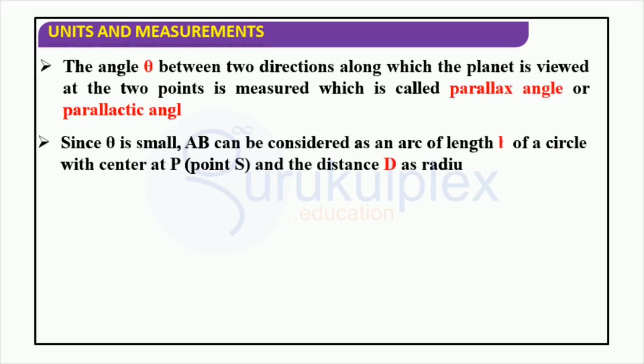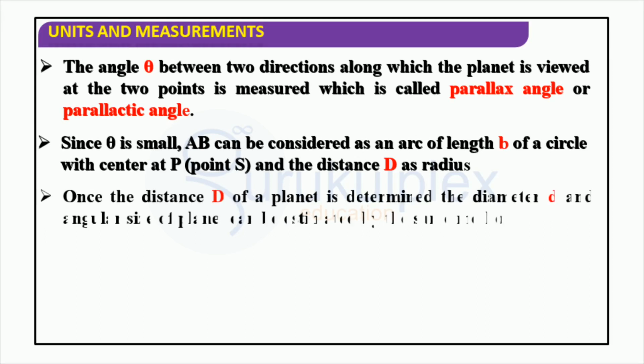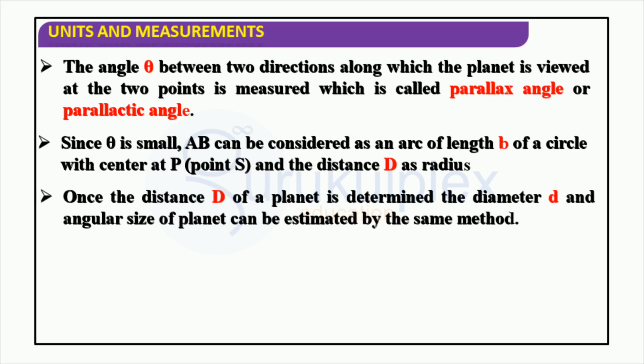Parallactic angle is a method of measuring angles between two directions along which the planet is viewed at 2 points. An angle, however small, can be taken as an arc of length b at a circle with its center at P and distance d as its radius. This enables a calculation of the diameter and angular size of a planet based on the determined distance d.